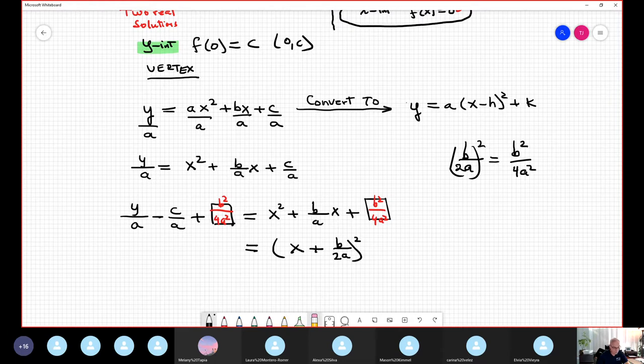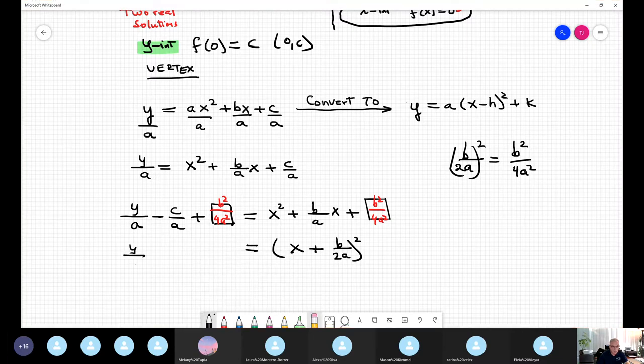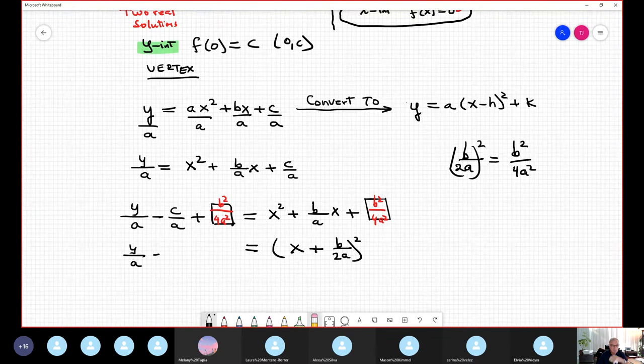Now here, I put y over a exactly the same. However, I want to condense this in one common denominator, and we get 4a squared. And we have b squared minus 4ac. Super. Okay. Now, that is the last step.